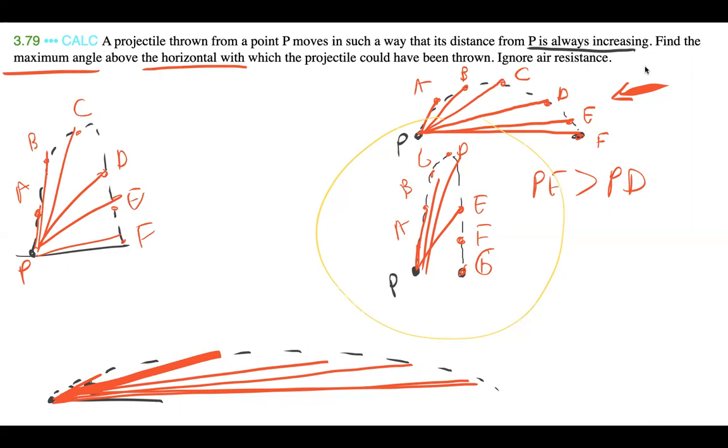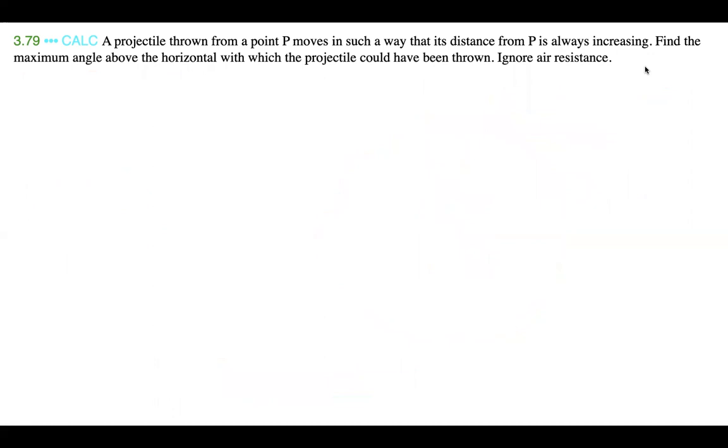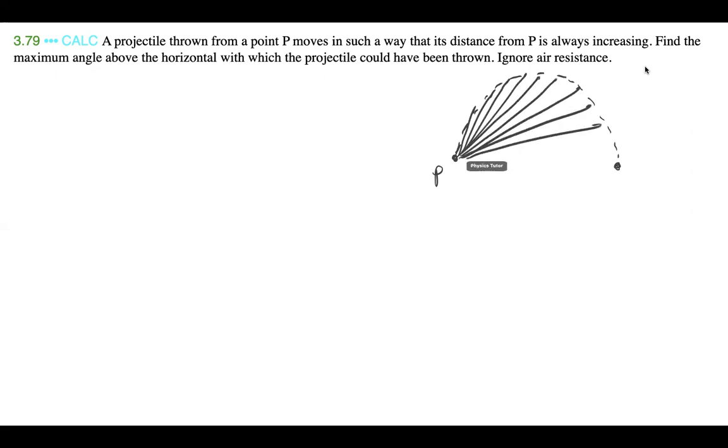Okay, so to do that, I'm going to just draw the projectile again. And if we draw the projectile again, I'm going to do something that looks like this, in which we're going to assume that at every point, starting from P, the distance is always increasing. So we see that it's always going to be increasing all the way till the end.